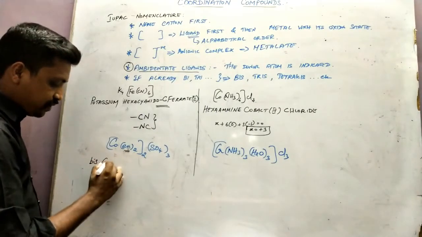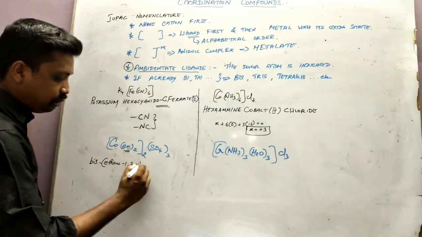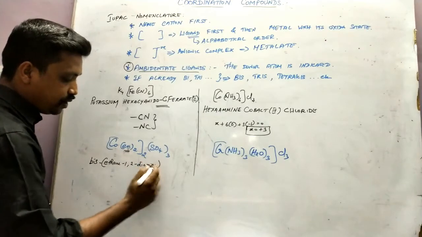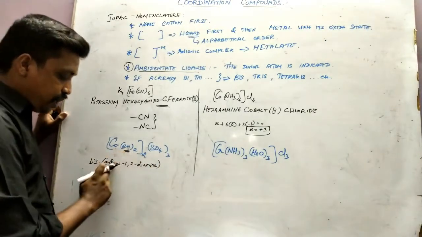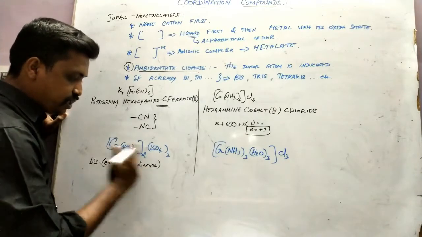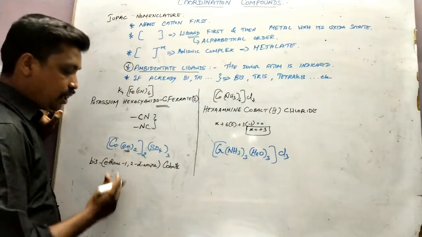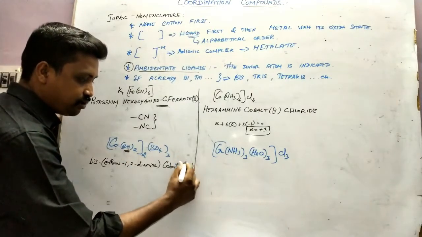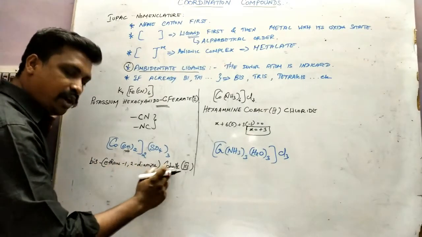What is the IUPAC name of this ligand? It should be enclosed in a bracket. Ethane-1,2-diamine. Here it is a single m because it is an organic amine. So bis(ethane-1,2-diamine). What is the metal ion here? It is cobalt. Show it as x and find the value. It will be +3 oxidation state. So bis(ethane-1,2-diamine)cobalt(III).